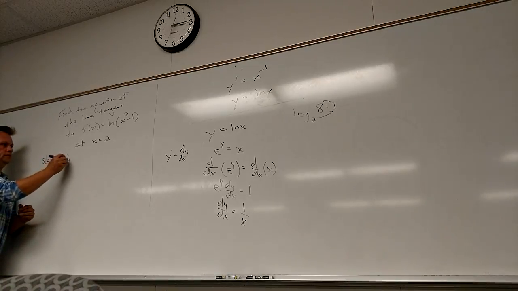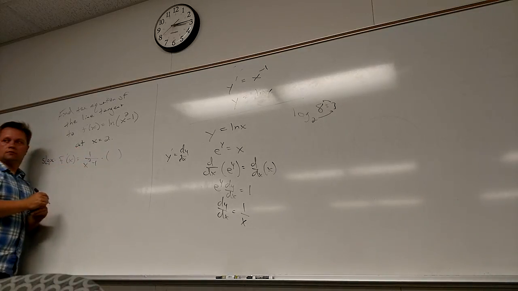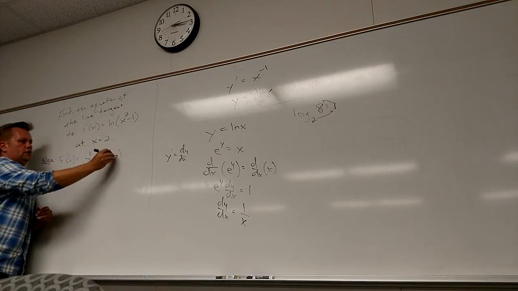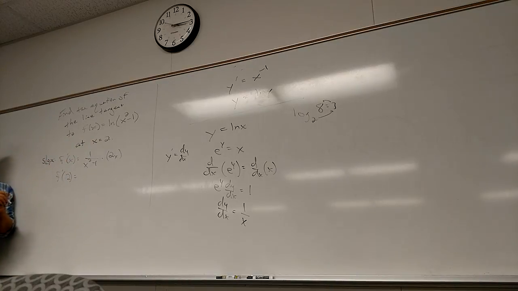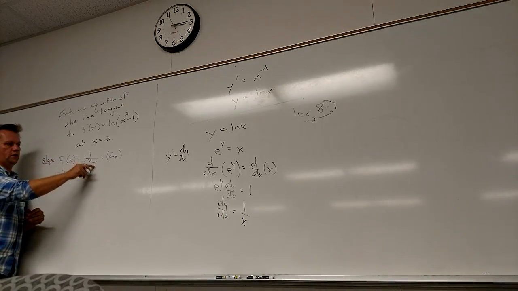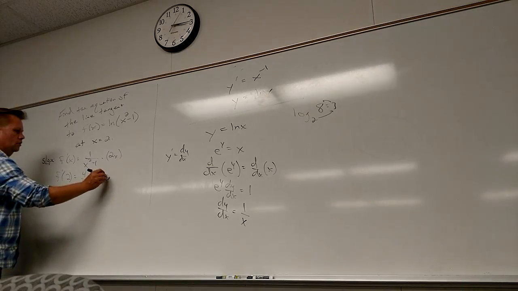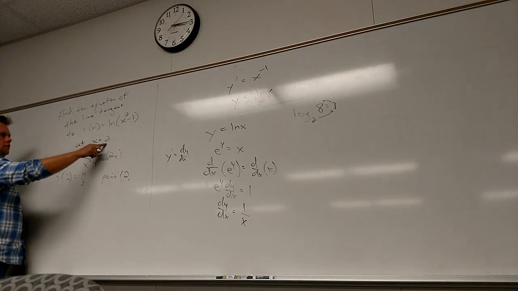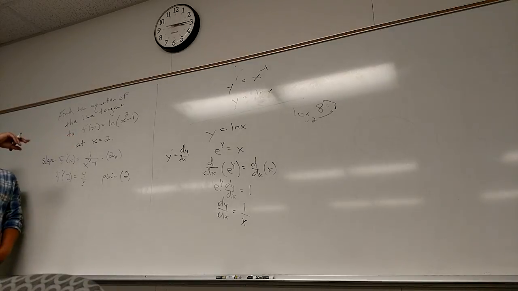So what's f prime? Times, yeah, the derivative of the inside, so it's 2x. So what is the slope at 2? Yeah, plug in 2. So you get 4 over 4 minus 1. So that's your slope. What's the point we're working with? 2, natural log of 2 to the 2 minus 1, which is 3.